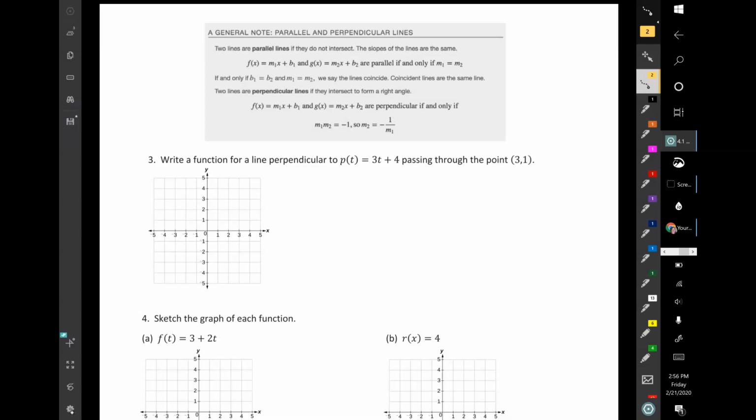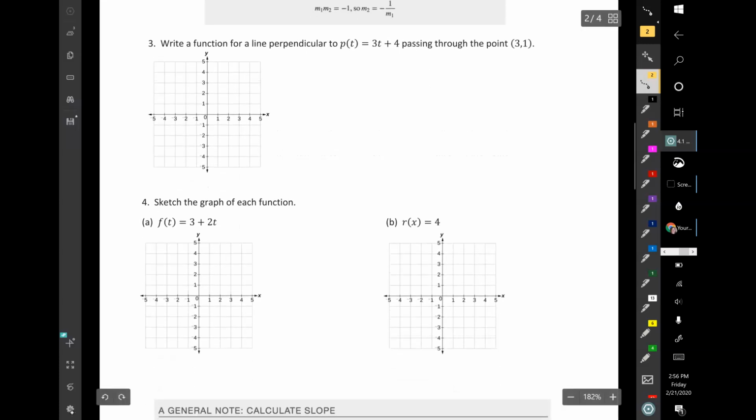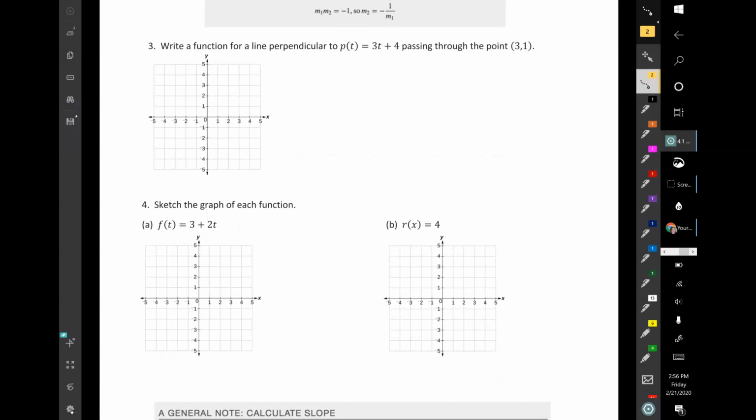So I'm going to have you try all of these. This really should be review. So pause the video and go ahead and do number 3, writing that function for a line perpendicular. And then 4 is sketch the graph of each function. You have a, f of t equals 3 plus 2t. B is r of x equals 4.